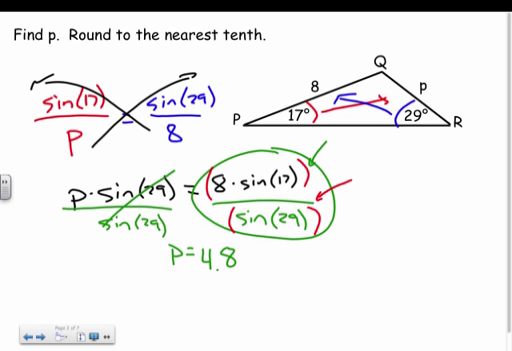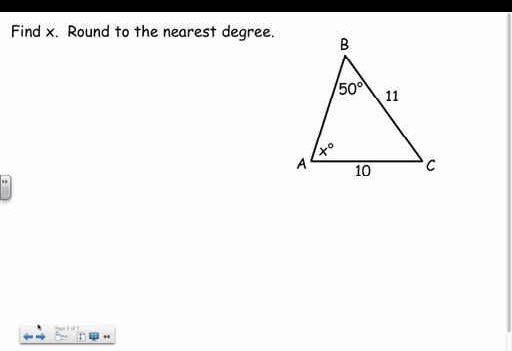Looks nice. Very good. Find x, round to the nearest degree. Let's see if we can use our law of sines here. Looking at my angle measure, I've got the side opposite, good. Looking at my angle measure, got the side opposite, good. So I'm using the law of sines. If you can use the law of sines, do that. It's much easier than the law of cosines. So looking for angles and side opposites, pick one of your angles.